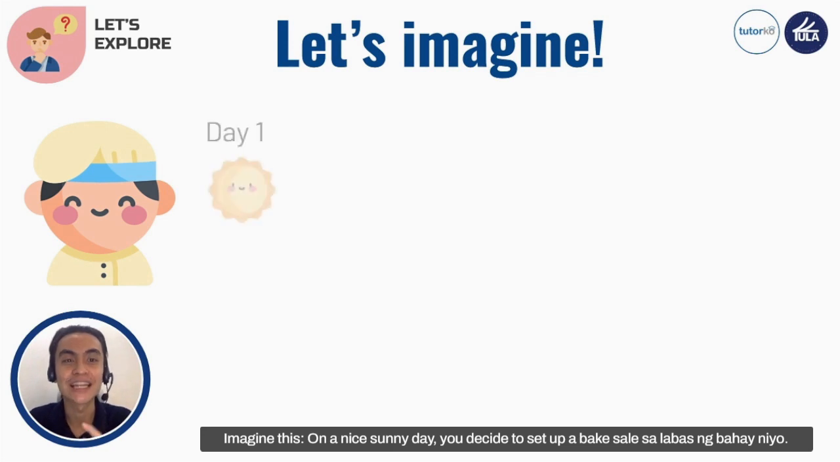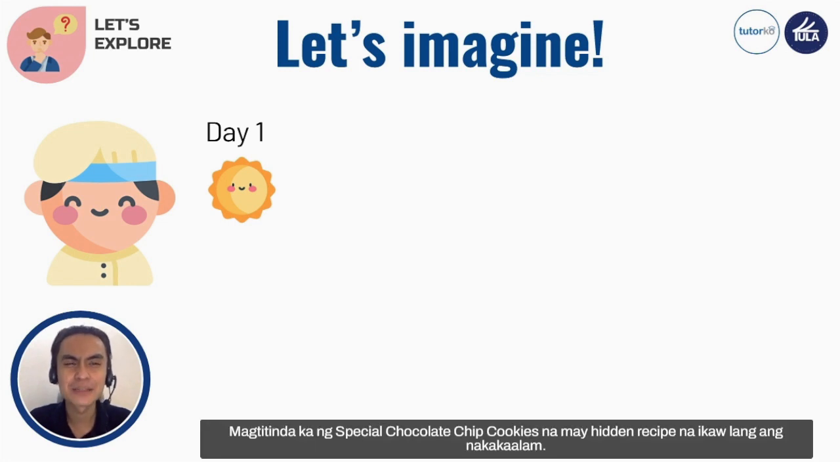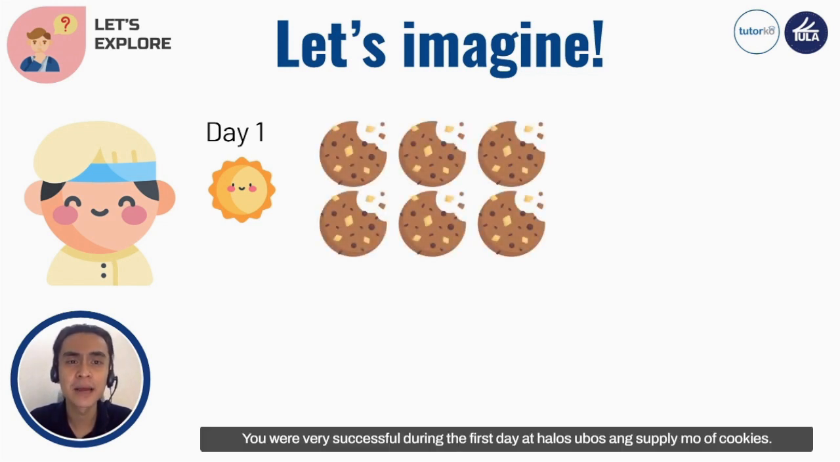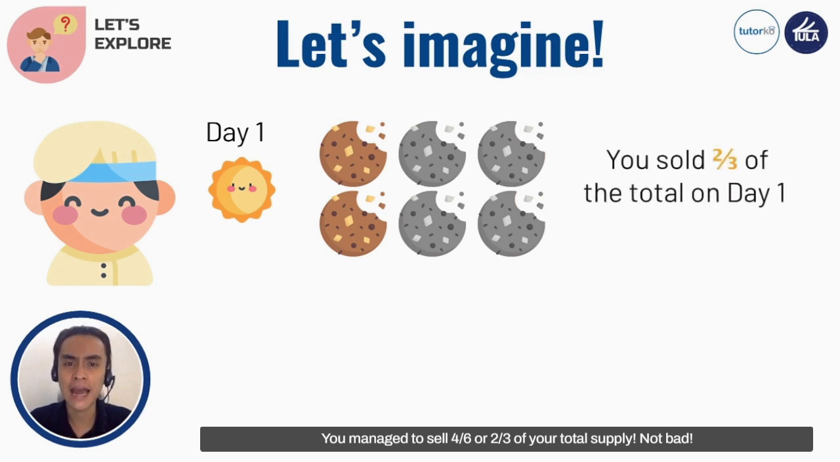Imagine this. On a nice sunny day, you decide to set up a bake sale sa labas ng bahay nyo. Magtitinda ka ng special chocolate chip cookies na may hidden recipe na ikaw lang ang nakakaalam. You were very successful during the first day at halos ubos ang supply mo of cookies. You managed to sell 4 out of 6 or 2/3 of your total supply.